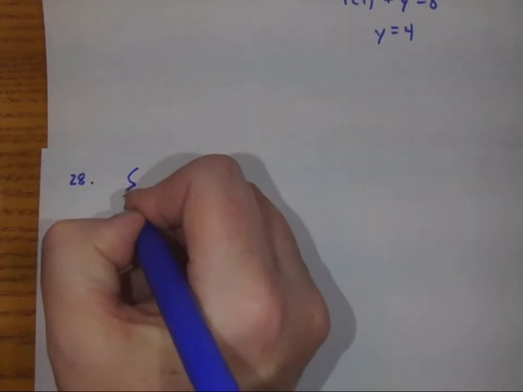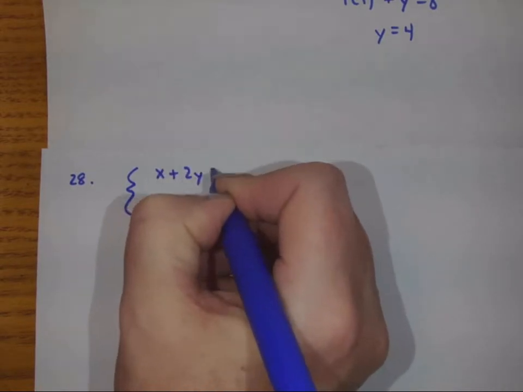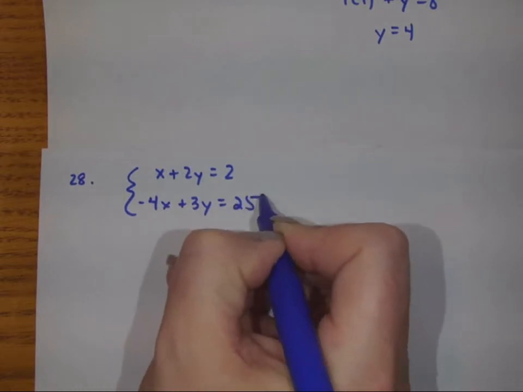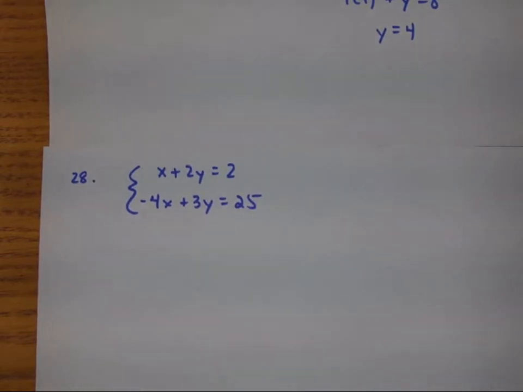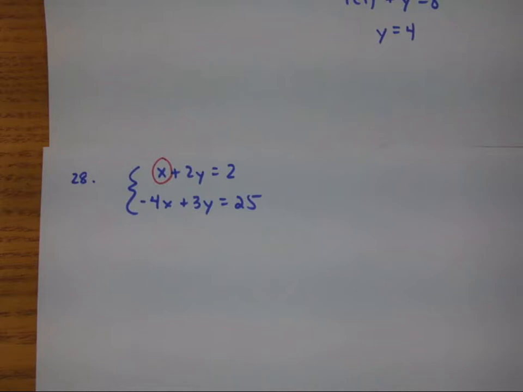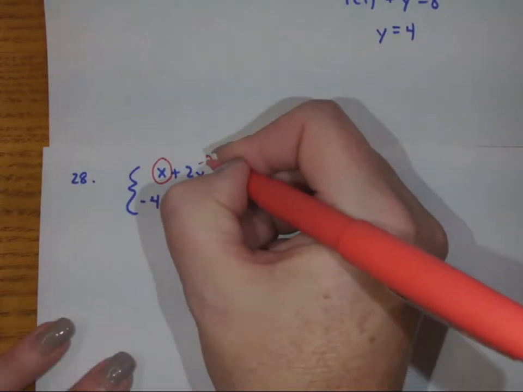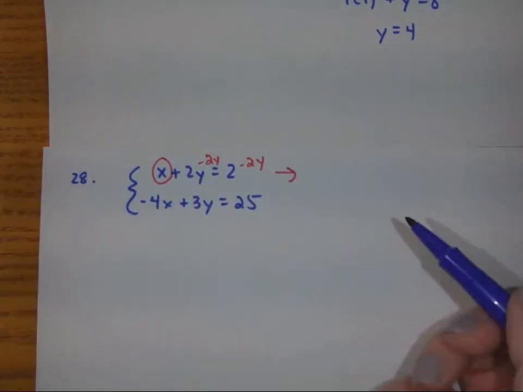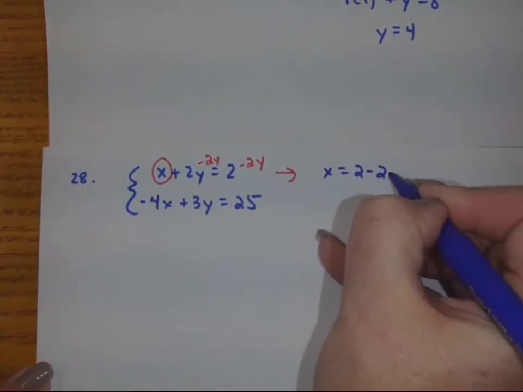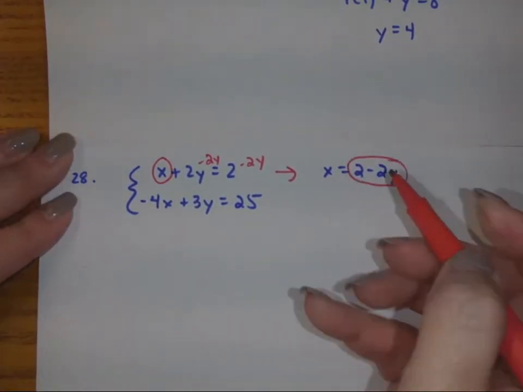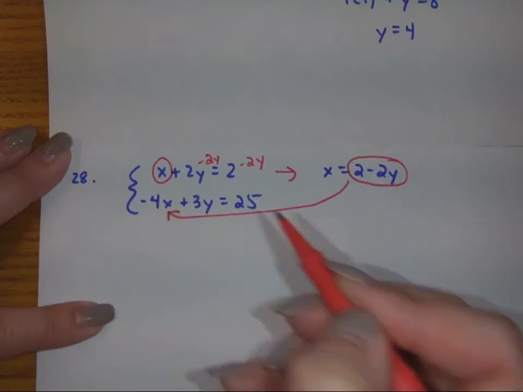Okay, so when you have substitution, so x plus 2y equals 2, and -4x plus 3y equals 25. So in substitution, you want to isolate one of the variables and plug it into the other equation. So you want to get a variable all by itself. So it looks like that's going to be the easiest thing to solve for. So I'm going to subtract 2y from both sides so that I have x by itself. So notice that I get here x equals 2 minus 2y. Well, the point of substitution is to take this equation that equals x and plug it in for x.